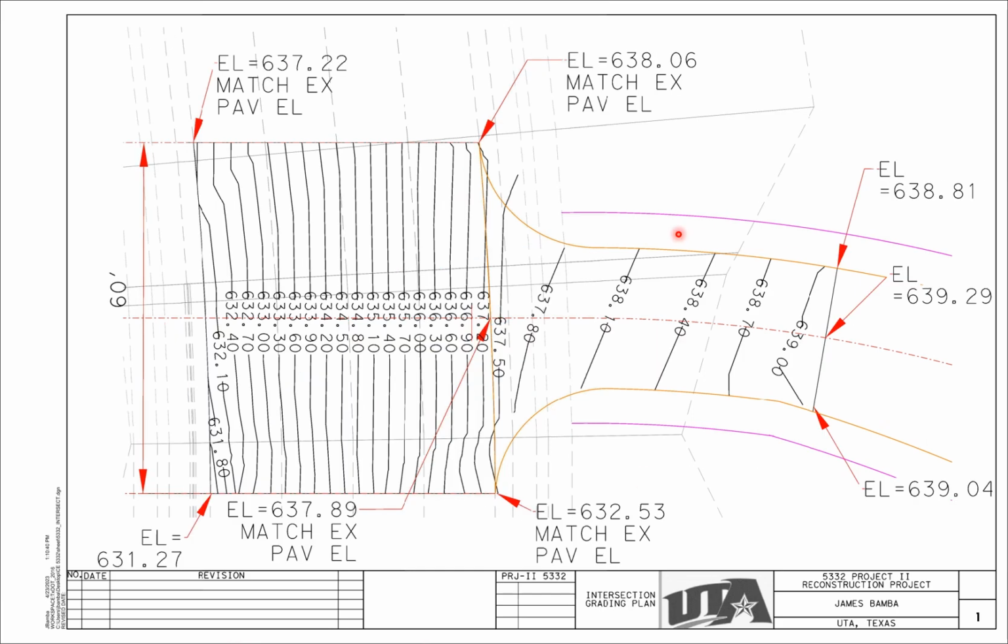This is intersection grading here. The intersection grading also aligns with my profile. My profile did not impact anything on road 43. My profile ends at this point here and it matches this elevation. So that's why my profile ends. So the intersection grading shows that everything here is draining down from this point here. Everything is draining towards road 43.